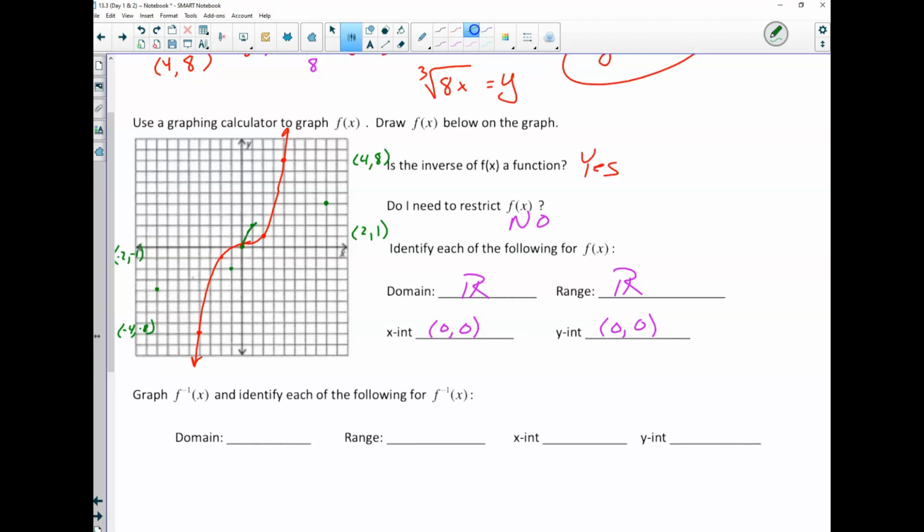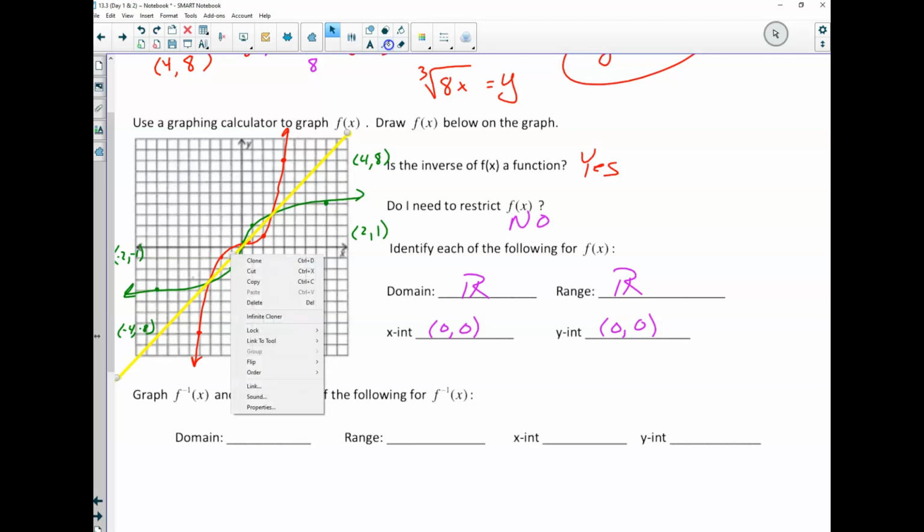I want to go negative 4, negative 8. And I can see that's kind of ugly, my bottom one there. But I can see also that if I drew my wonderful y equals x line through there, the red one and the green one are reflections of each other across that line y equals x. Graphically, they are inverse functions of each other.